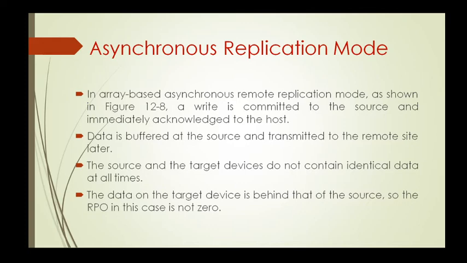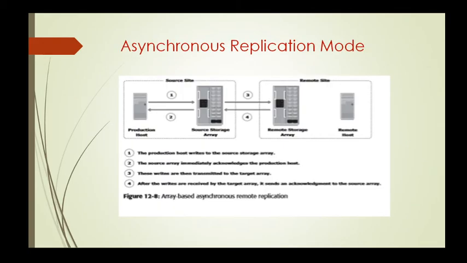So data is buffered at the source and transmitted to the remote site later. So the source and the target devices do not contain identical data at all times. The data on the target device will be a little behind that of the storage. So the RPO in this case will not be 0. Okay, so let us see what are the steps that take place in asynchronous remote replication.